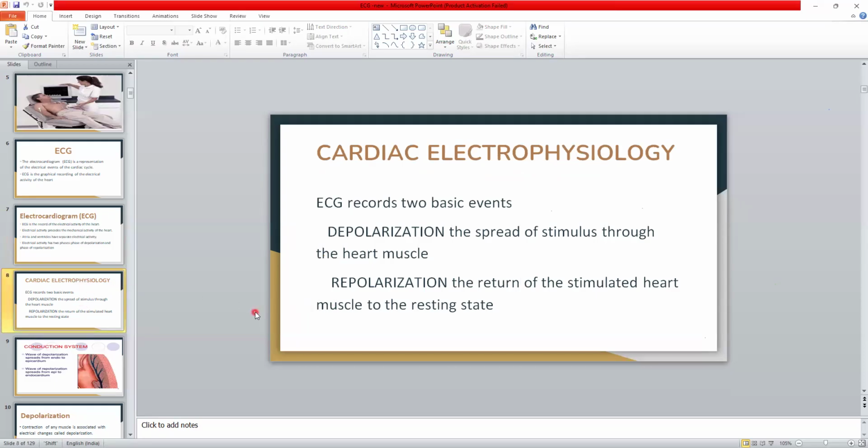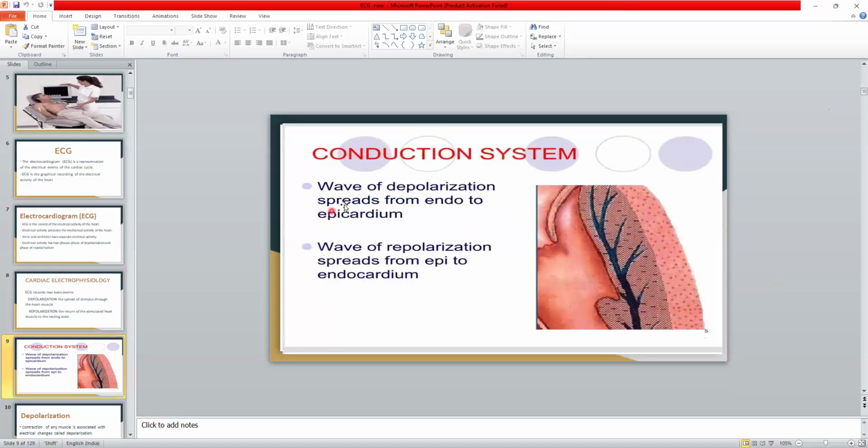Depolarization is the spread of stimulus through the heart muscle, whereas repolarization is the return of the stimulated heart muscle to the resting state. That means during depolarization, the heart muscle undergoes contraction, whereas in the phase of repolarization, the contracted muscle returns to its resting state. The wave of depolarization spreads from the endocardium to the epicardium, whereas the repolarization wave spreads from the epicardium to the endocardium.